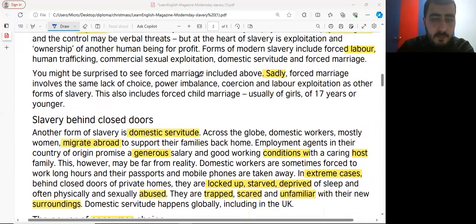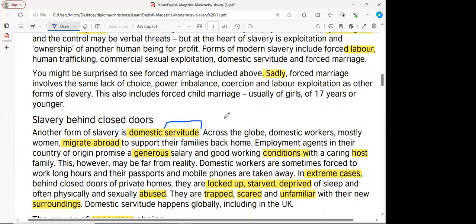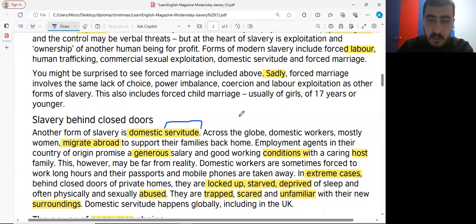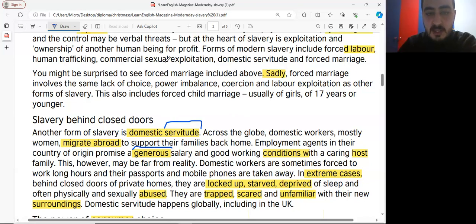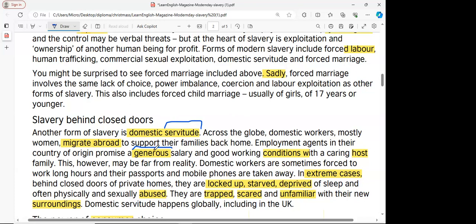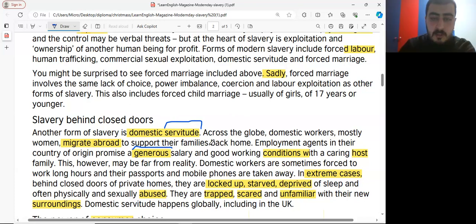Can you pronounce this word for me? Servitude. Yes, servitude. Can you pronounce this? Generous. Yes, generous. What's the meaning of generous?